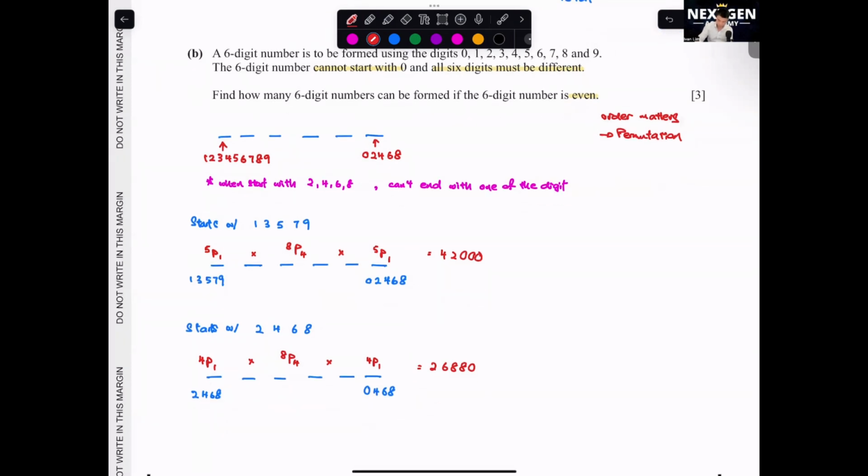Okay, final answer we will get is total 42000 plus 26880, which is 68880.